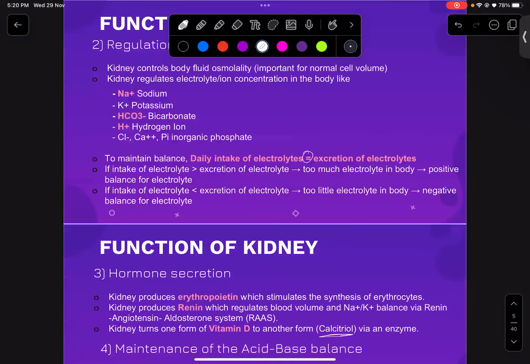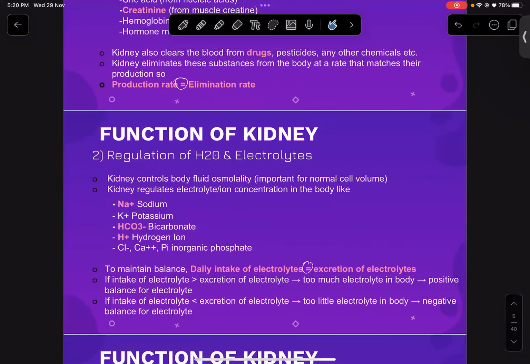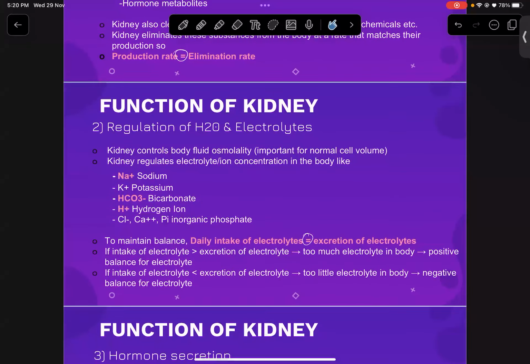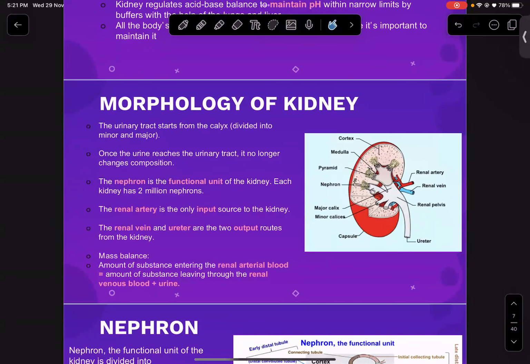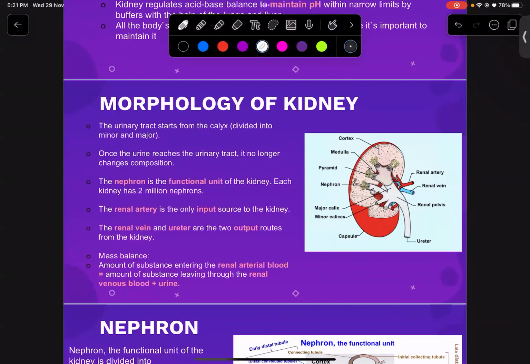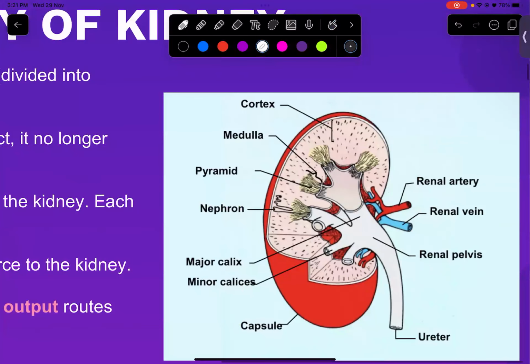Okay, so now that we have a broad view of what the kidney does, let's discuss its morphology and how it looks. You will discuss this in more detail in your anatomy and histology classes. But generally, we divide the kidney into three parts. We have the cortex, which is the most outer part. Then we have the medulla, which can be divided into an outer part and an inner part. So again: cortex, outer medulla, inner medulla.